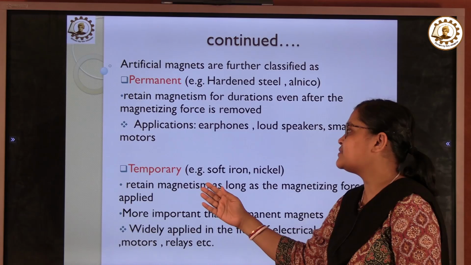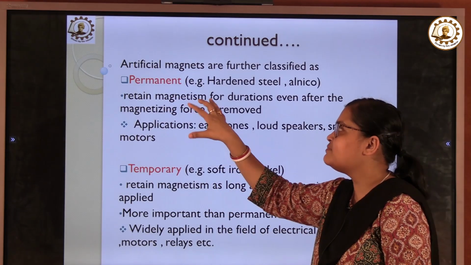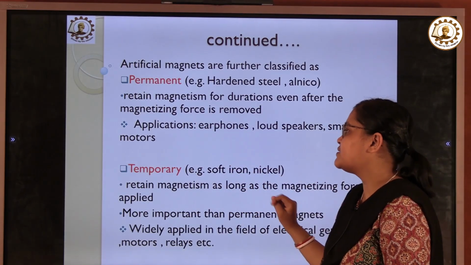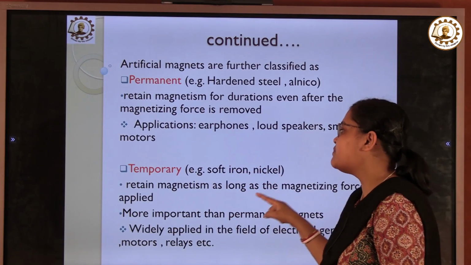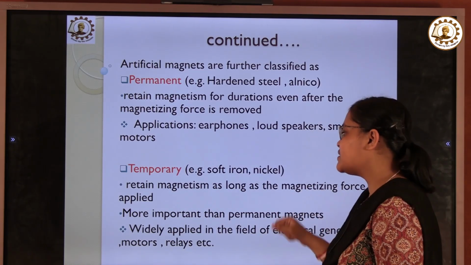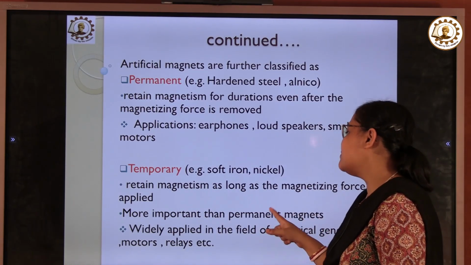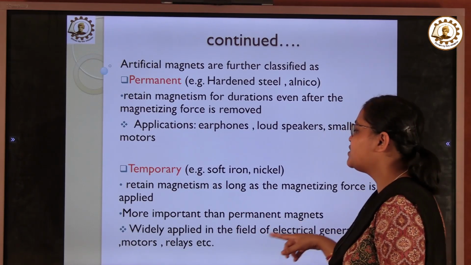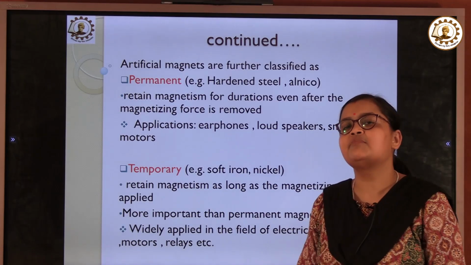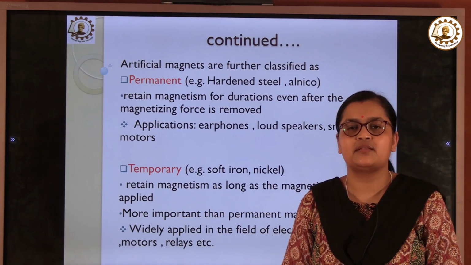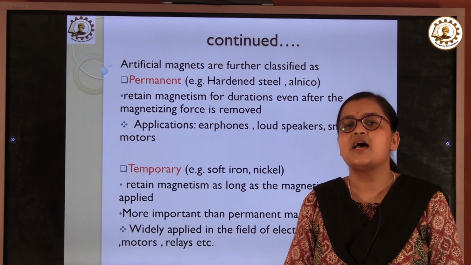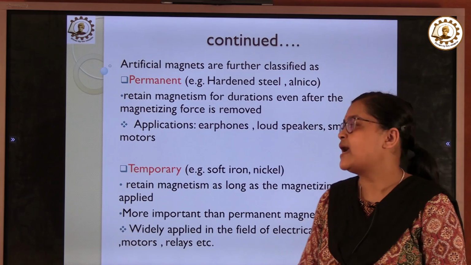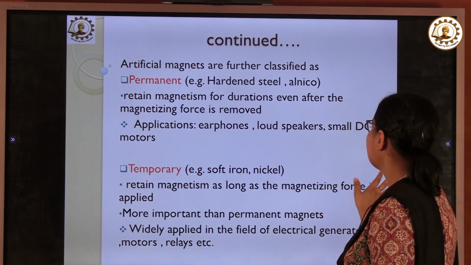And temporary magnets. As we said, permanent magnets retain their magnetism even after the magnetizing force is removed, and temporary magnets are like soft iron or nickel, which retain their magnetism as long as the magnetizing force is applied, but they are more important than permanent magnets, and these are widely used in the field of electrical generators, motors and relays. So temporary means as long as the force which is creating the magnetism is present, it will retain its magnetism, and once the force is removed, it will not retain its magnetism. So temporary magnets are widely applied in electric generators, motors, relays.